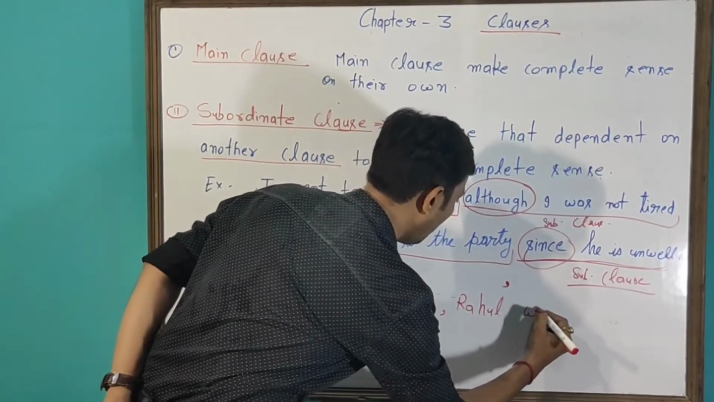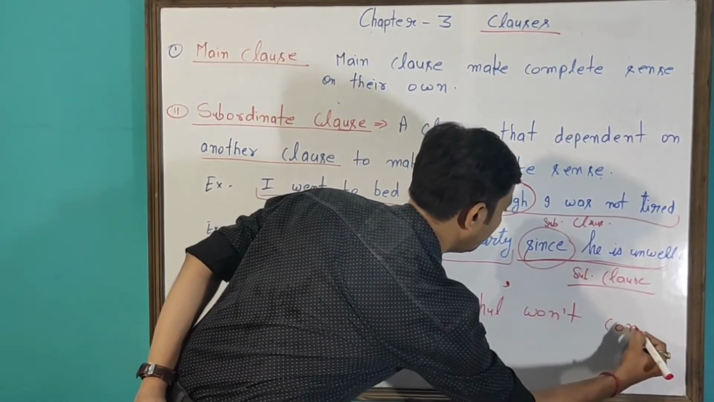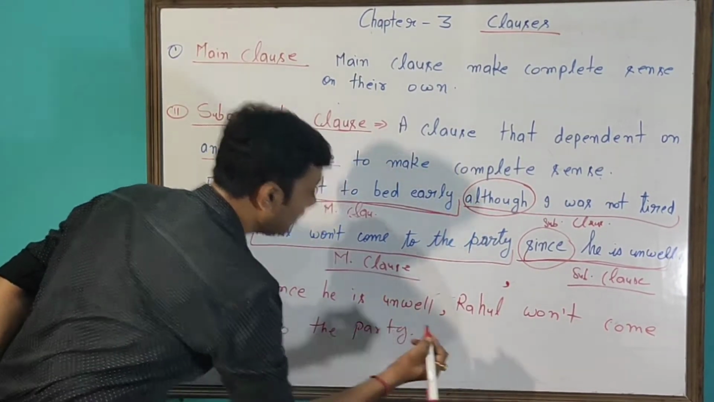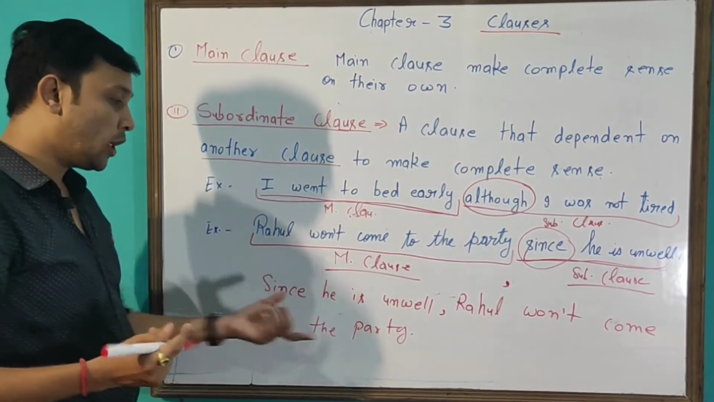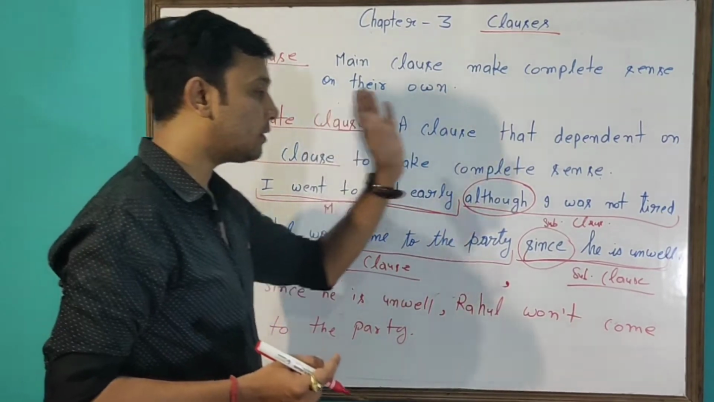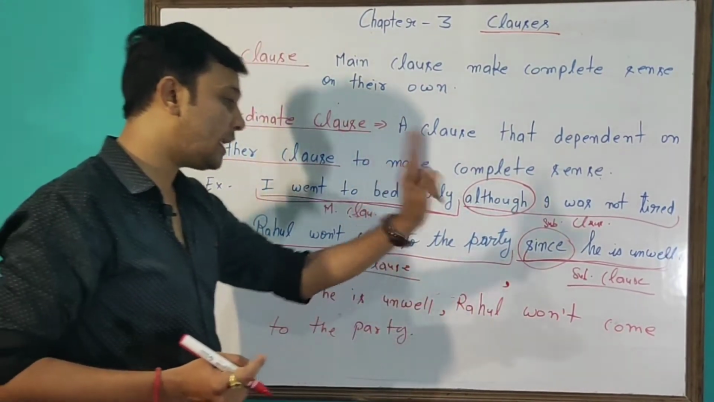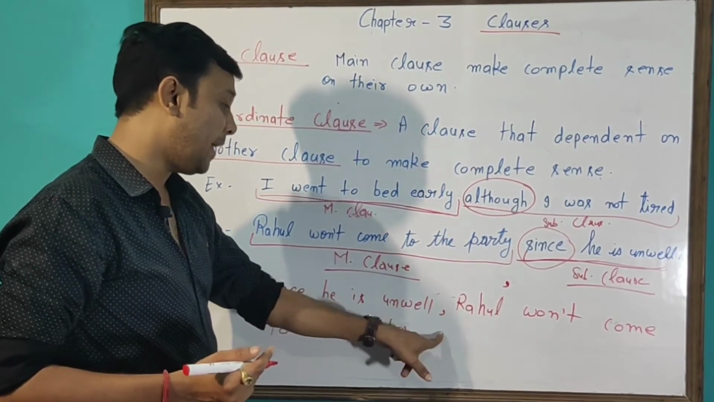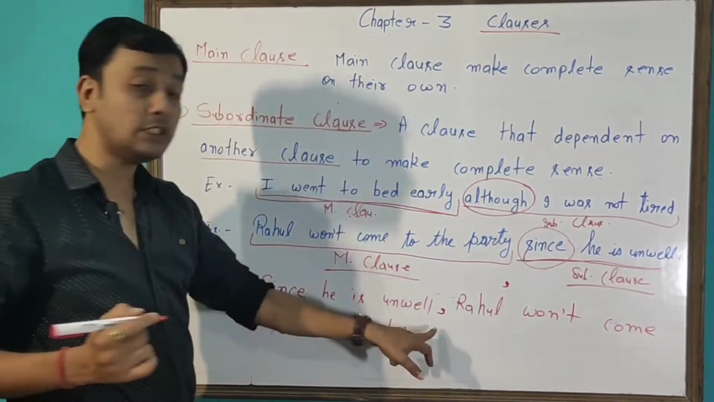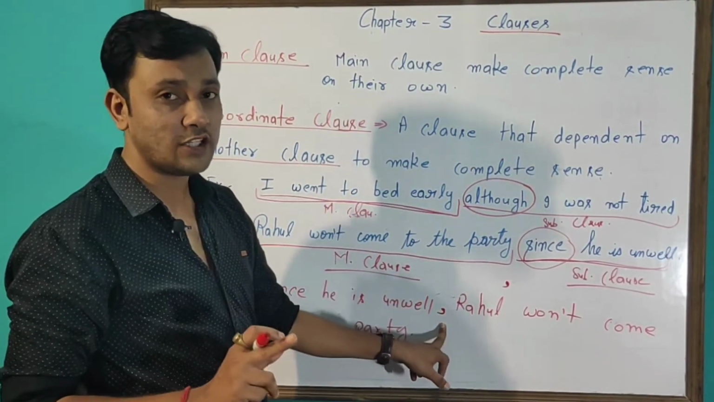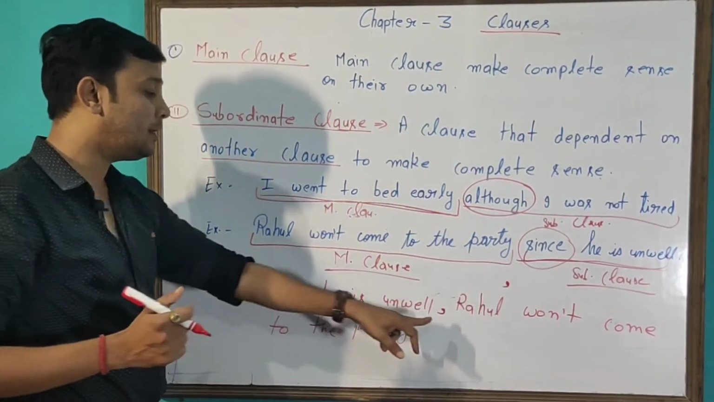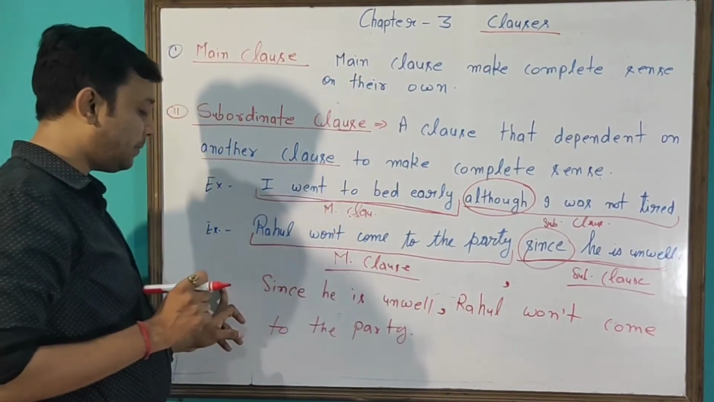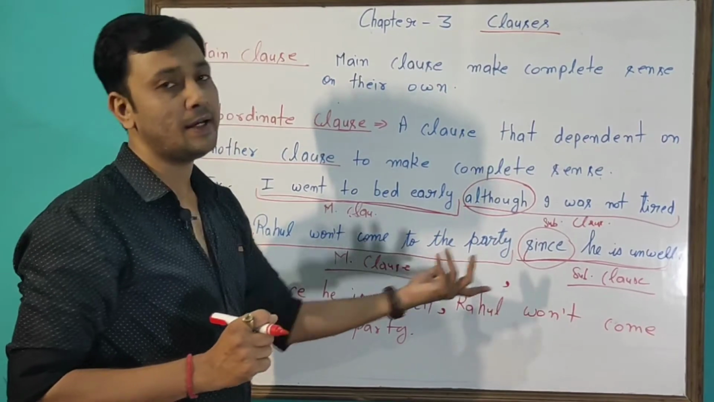Rahul won't come to the party. This sentence is also correct. So the subordinate clause can come in the beginning and also in the end. If the main clause comes in the end, then it is combined by the comma. Comma is also working as a conjunction. Clear? Comma also does the work of a conjunction. If the main clause is at the end, then the subordinate clause is connected by the comma. If the main clause is in the beginning, then the subordinate clause is followed by the subordinate conjunction.